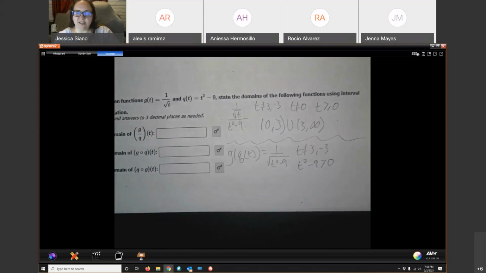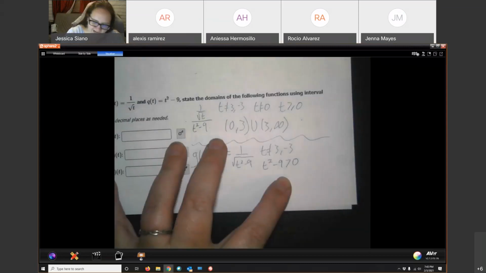So if we think about where this is greater than 0, well, what if we plugged in numbers? Try 1. 1 squared is 1, minus 9 is -8, not greater than 0. How about 2? 2 squared is 4, minus 9 is -5, not greater than 0. We've already said we can't do 3, but what happens if I plug in 4? 4 squared is 16, minus 9 is finally greater than 0. So what's going to happen here is that this is going to work for any value greater than 3.